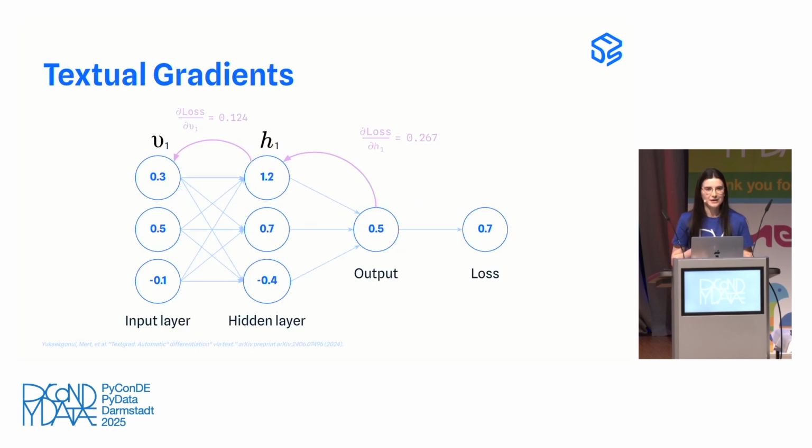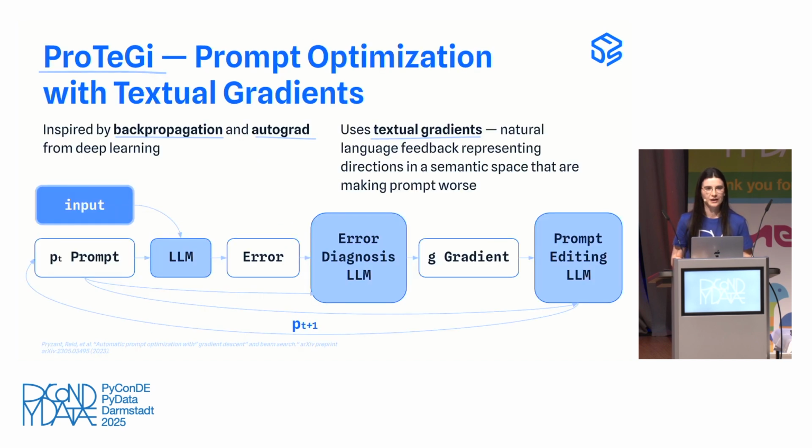The concept that might solve this problem is textual gradients. Just like in neural networks, we could backpropagate those gradients to quantify how each parameter contributes to the overall loss and provide direction for optimization. ProTeGi mimics this idea by using natural language explanations of what went wrong as textual gradients.